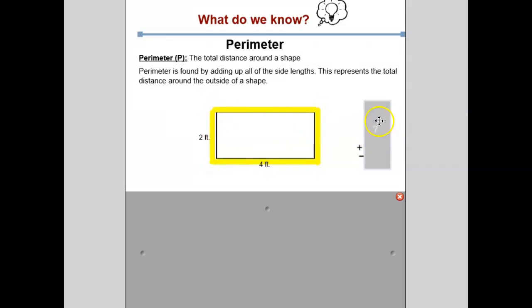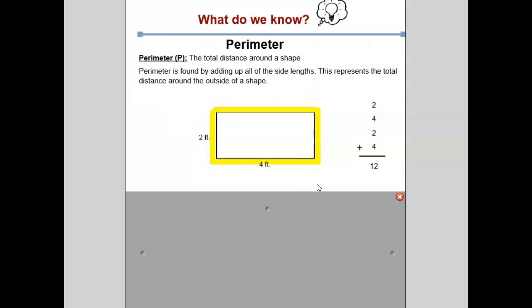So for your equation, I hope that you added 4 plus 2 plus 4 plus 2 to determine the total distance around the shape. Excellent. Were you able to determine that the perimeter, the total distance around the shape, was 12 feet by carefully adding the side lengths? Give yourselves a pat on the back. Yes, perimeter is the total distance around a shape.